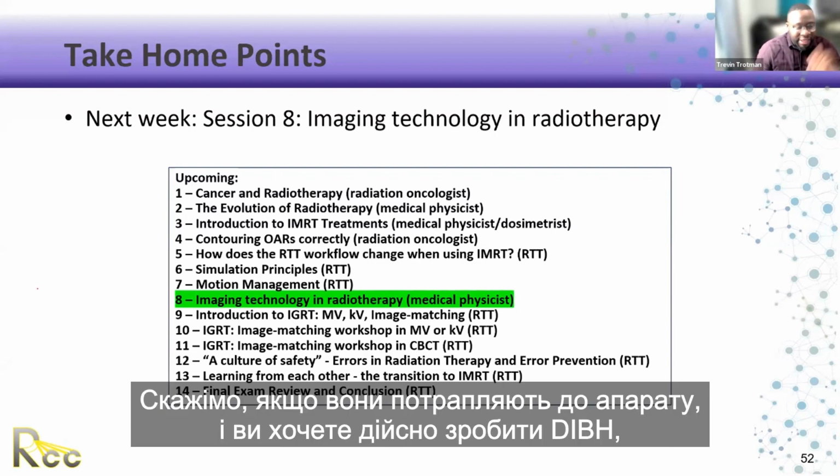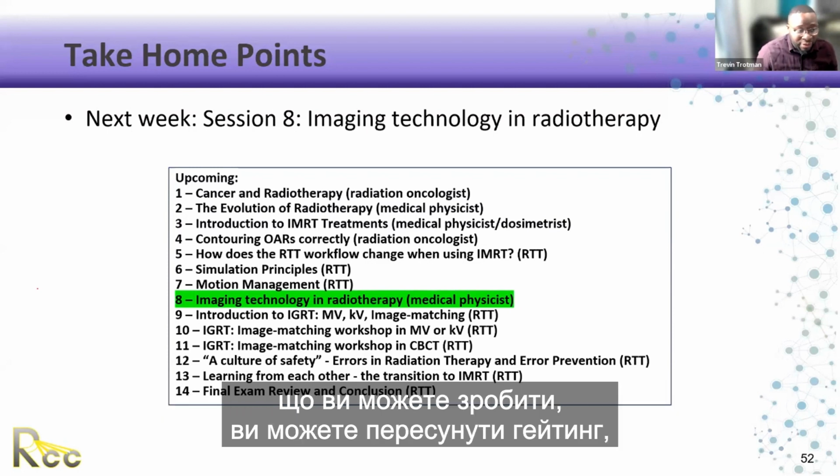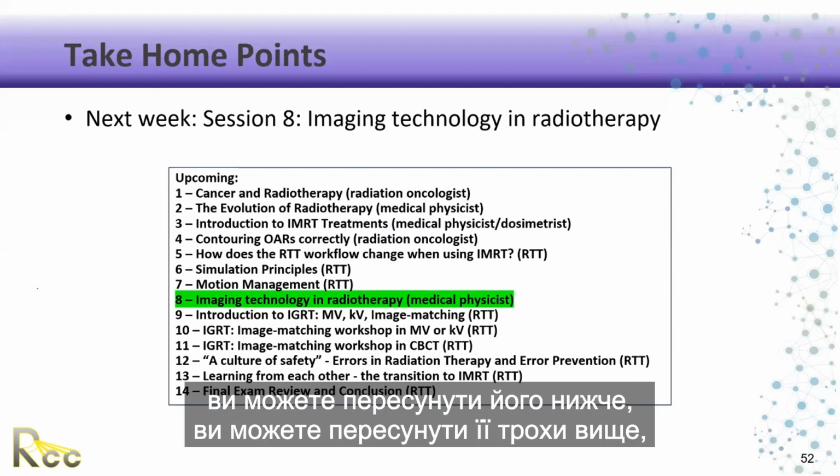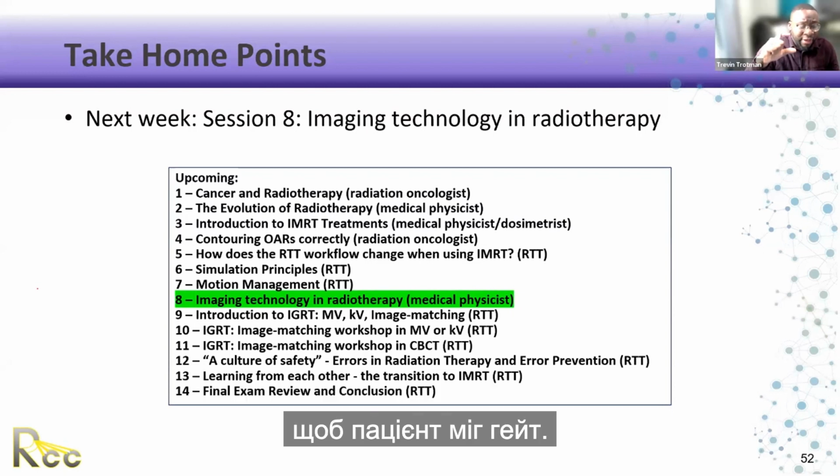Let's say in the event they get to the machine and you want to really do DIBH, things that you can possibly do: you can move the gate. You can move that gate lower. You can move it a little higher so that the patient can think.